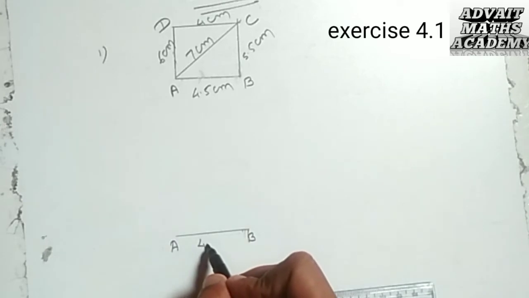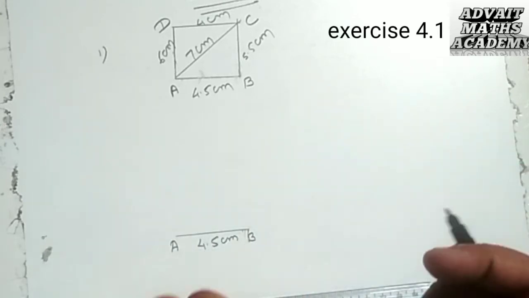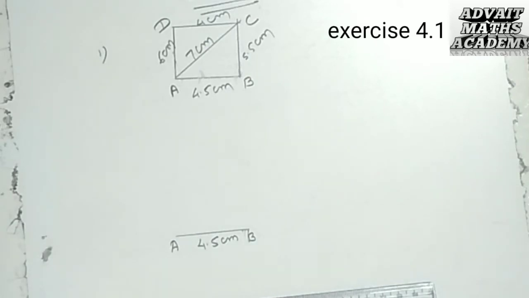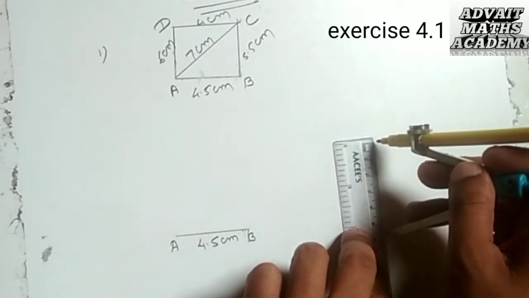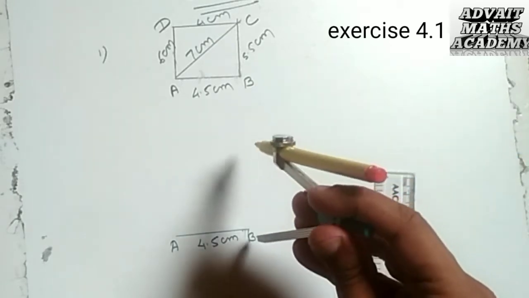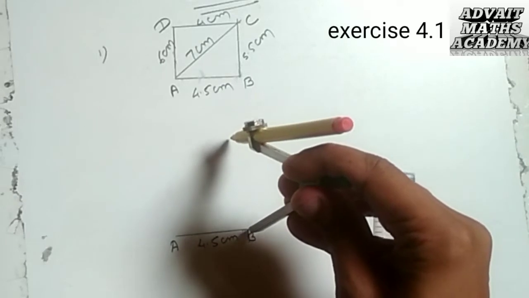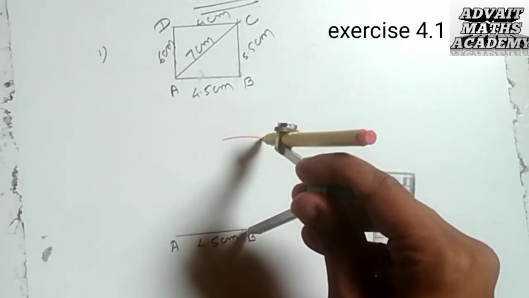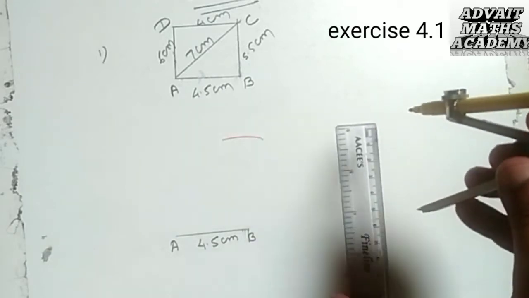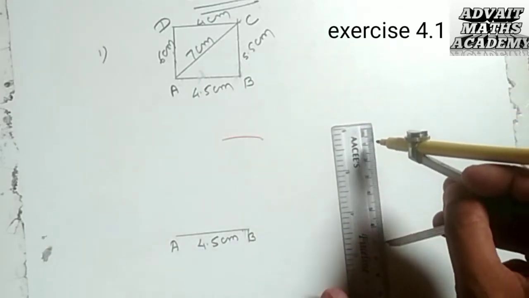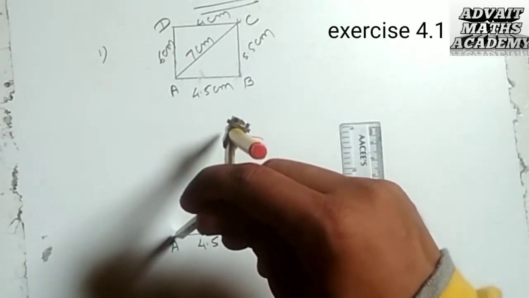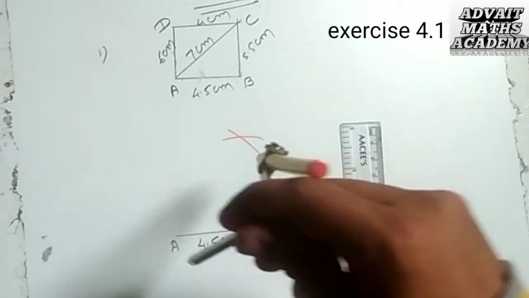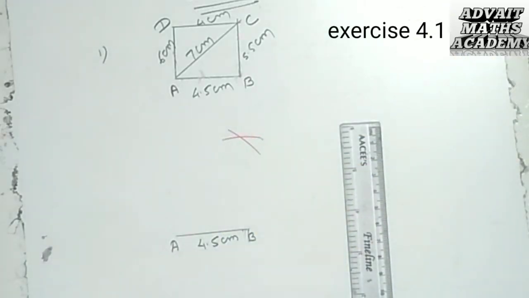AB, 4.5 centimeter. Then take a distance in compass, 5.5 centimeter. Make the arc from B. Then take another distance, 7 centimeter, from point A. Intersect this arc.